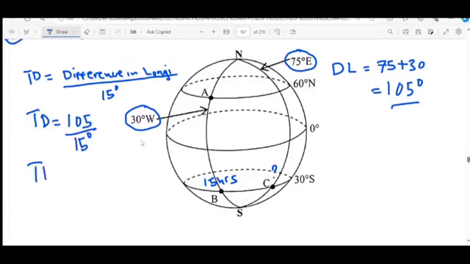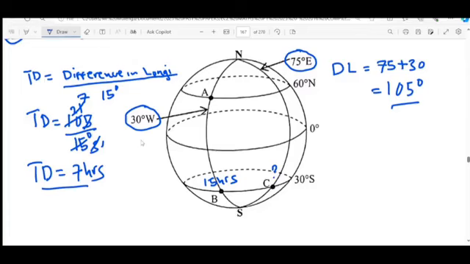So the time difference will be, what you do is we can divide, okay? Let me use the simple method. 5 into 10 is a 2, then 5 into 5 is a 1. So I'm having 21 over 3. 3 into 21 is 7. So the time difference will be 7 hours. This is the time difference.